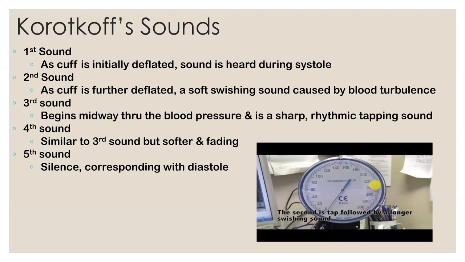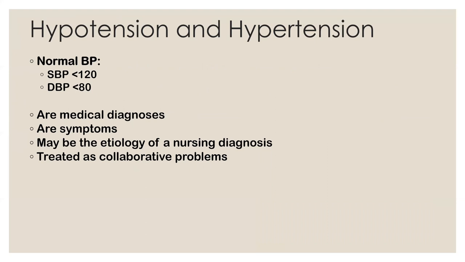And so talking about hypotension and hypertension, remember hypo means low, hyper means high, okay? So a normal blood pressure, we want the systolic blood pressure to be less than 120 and the diastolic blood pressure to be less than 80, okay? So keep in mind that one blood pressure does not tell you very much information.